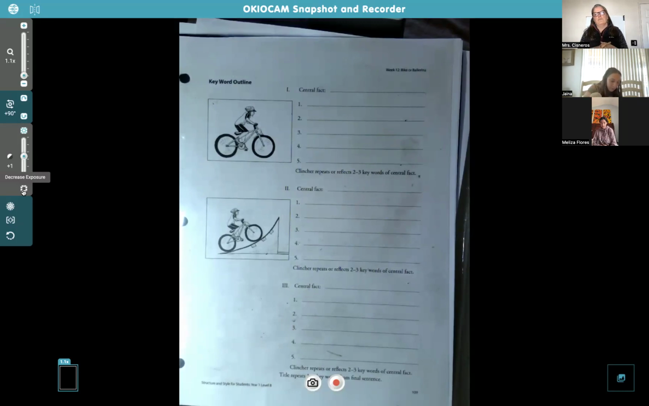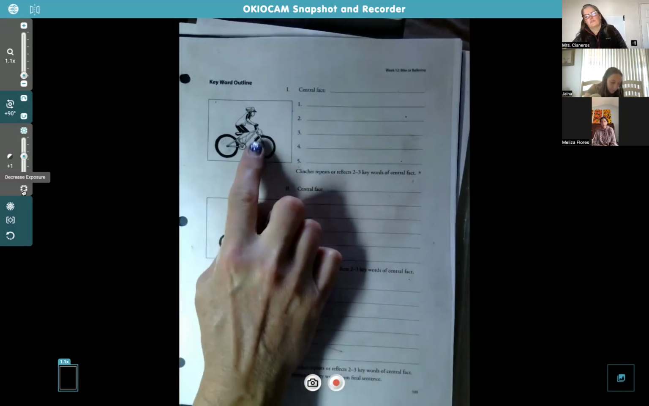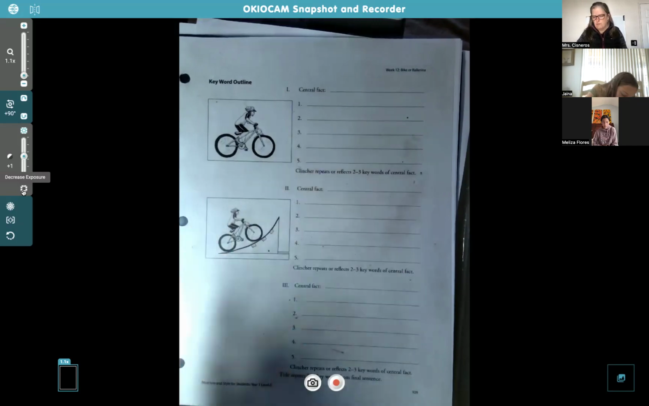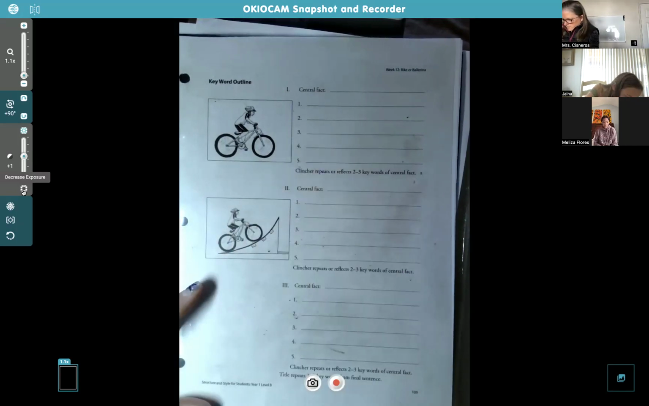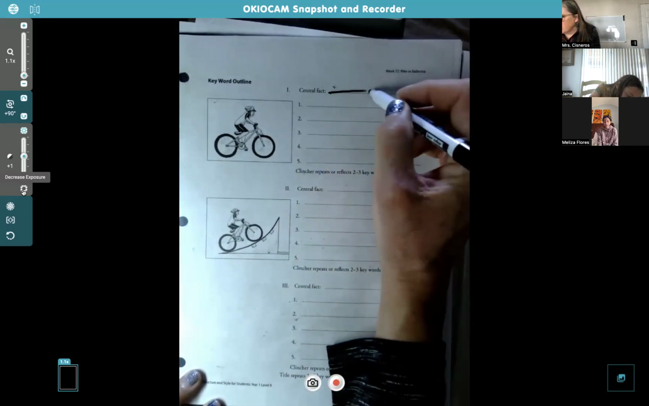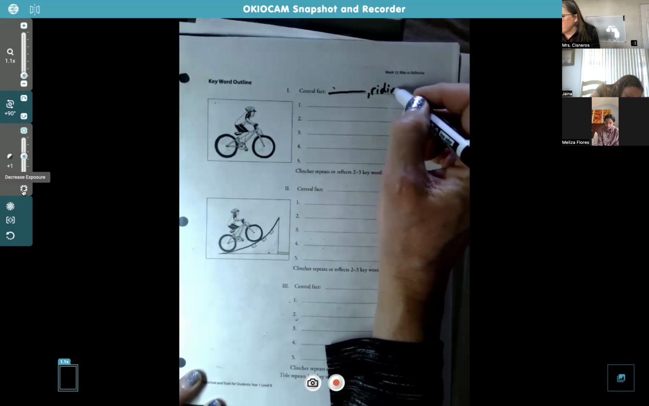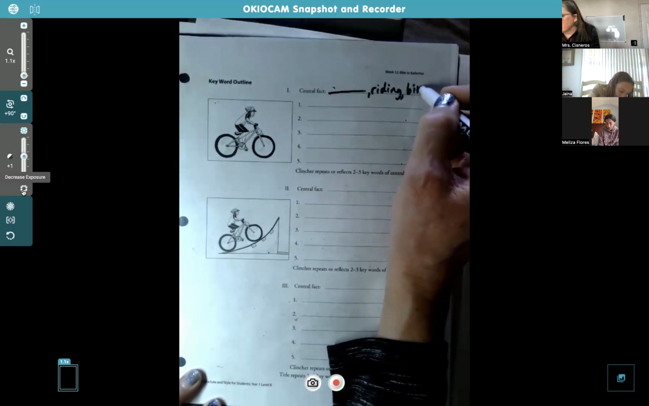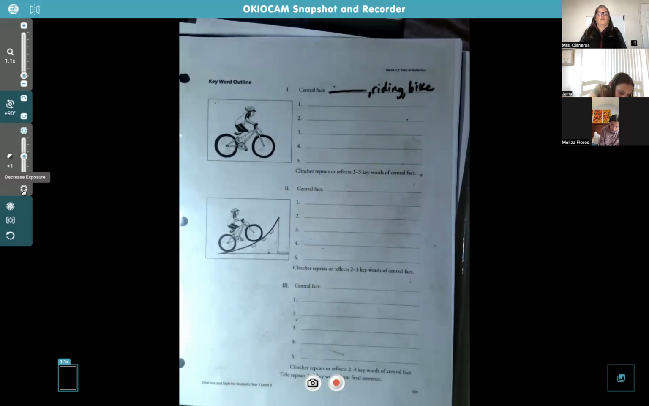So, Lily, what do you think the central fact is here? He is riding his bike. He's riding his bike, pretty straightforward. So you can come up with a name for him. Riding bike. And another good question from those question words could be, where is he going on his bike? What do you think, Lily? Where is he going?